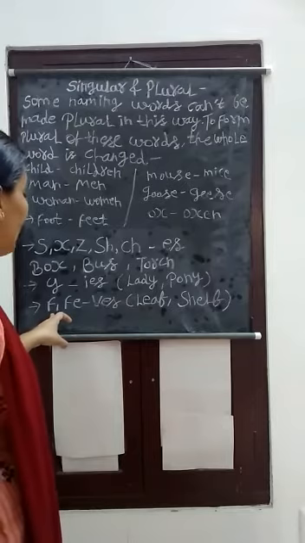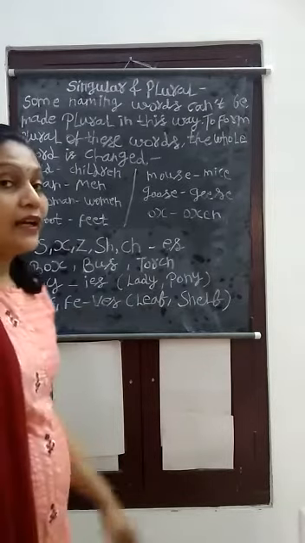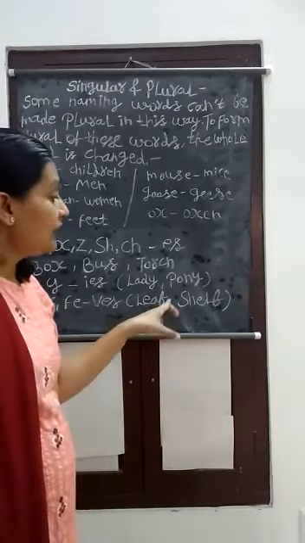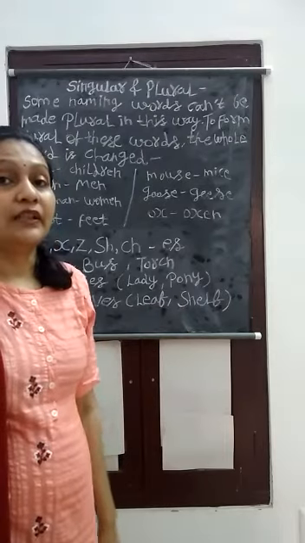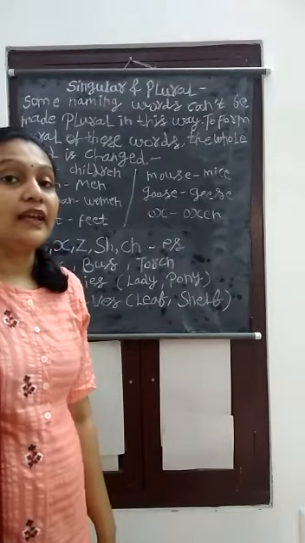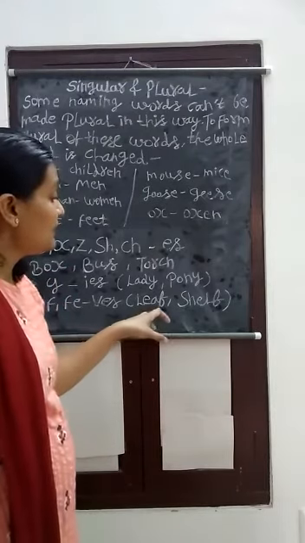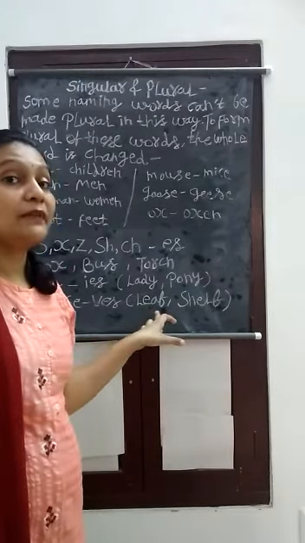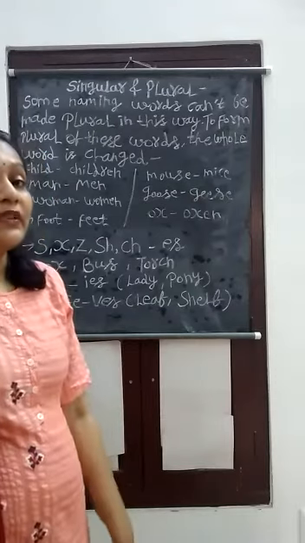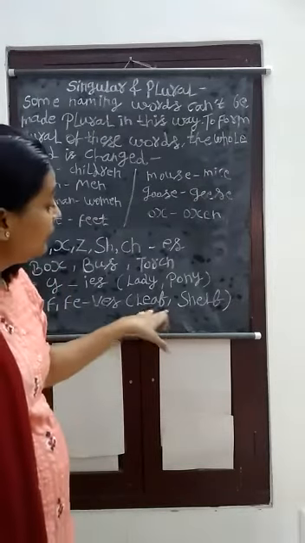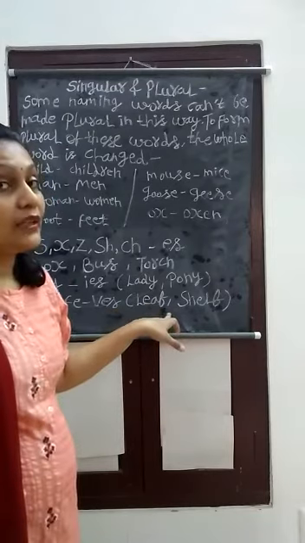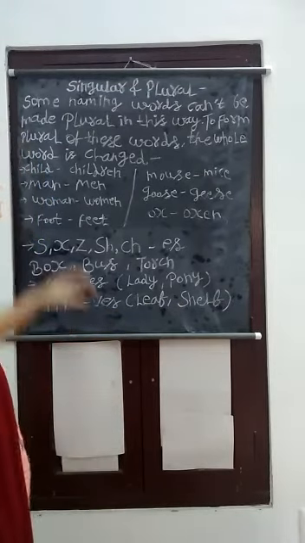When a word ends with f and fe, remove f and fe at the end of the word and add ves to make plural. For example, singular is leaf and the plural of leaf is leaves. Remove f and add ves.